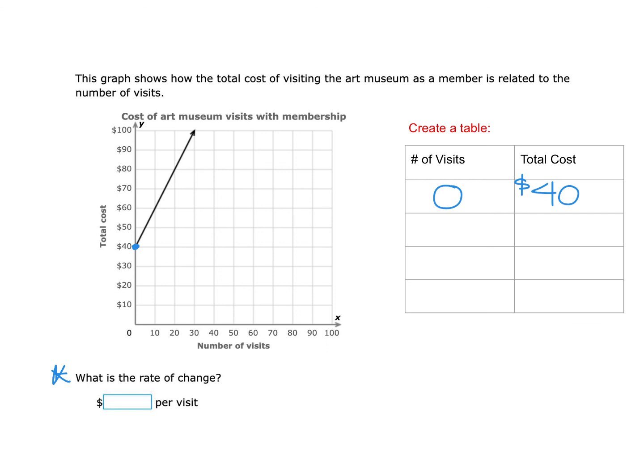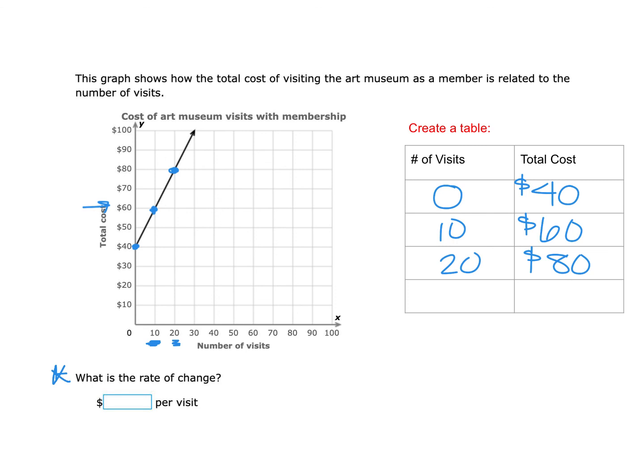And then after 10 visits, because this point right here, after 10, and the reason I know it's 10 is that this is intervaled differently. It's going up by 10, so I need to make sure that I look carefully on my x and my y. So it lines up with 10, and then it lines up with 60. So after 10 visits, I would have paid $60. And then after 20 visits, way up here, I would have paid $80. And then we'll stop there.